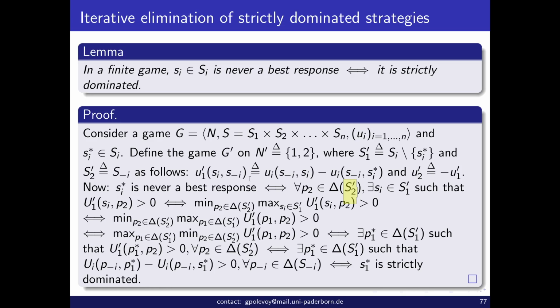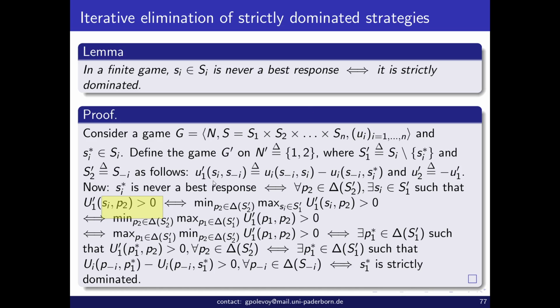There is some Si which is strictly better than Si prime, which in the language of this new game means that what player i would get from playing that is strictly better than what she would have got if she played Si prime. So this U1 prime will be positive. That's what it means to be a never best response. For anything the others do, there is something which is better.